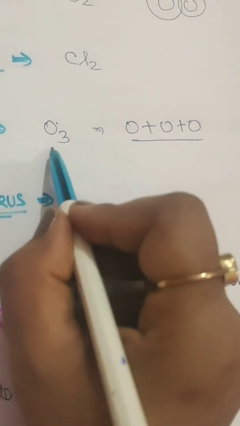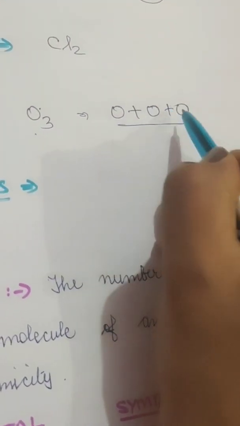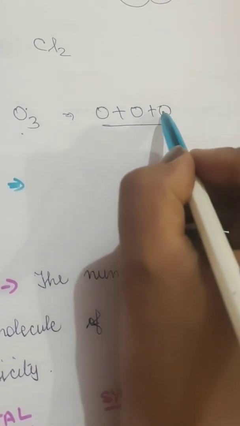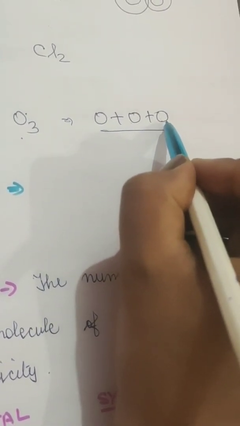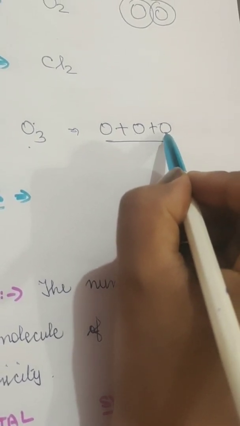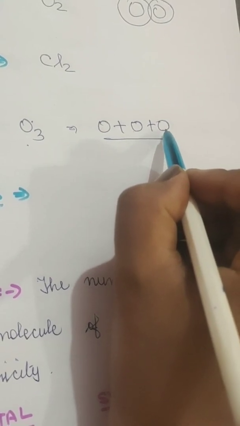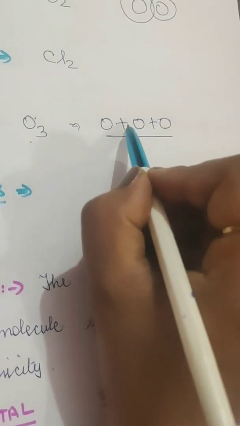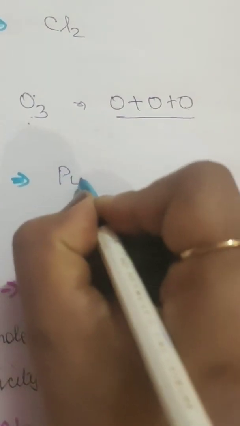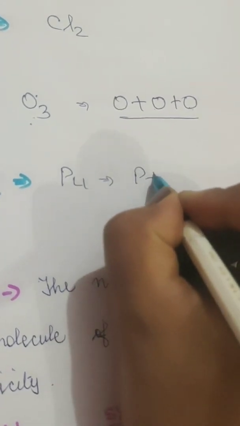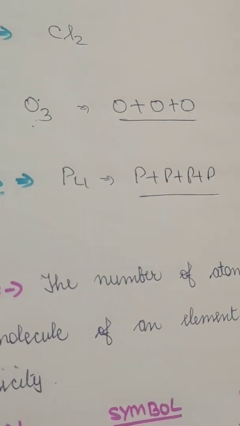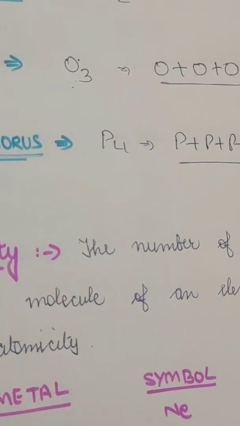Okay, so it is very rare to be found because when oxygen combines with the other oxygen atom, it will form oxygen gas. It needs a nascent oxygen, a single oxygen, so it's very rare. When there is UV light, only then it will be available. So that single atom of oxygen will combine with the oxygen gas and form O3. Then phosphorus is P4. That means P plus P plus P plus P. So 4 atoms of phosphorus combine to form a phosphorus molecule.